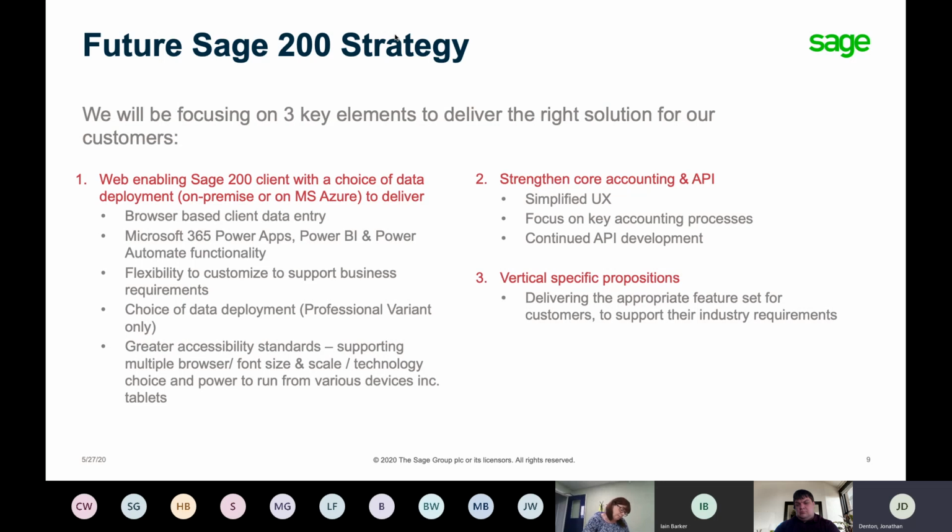That offers great choice because it also allows you more accessibility standards. So we can start to support multi-browser. We can start to look at different sizes of fonts and scale. We can also look at different technology choices. So, not just about running it on a Windows device, on a laptop or on a desktop. It's about looking at multiple devices like tablets, because obviously it's going to be a web-enabled function.